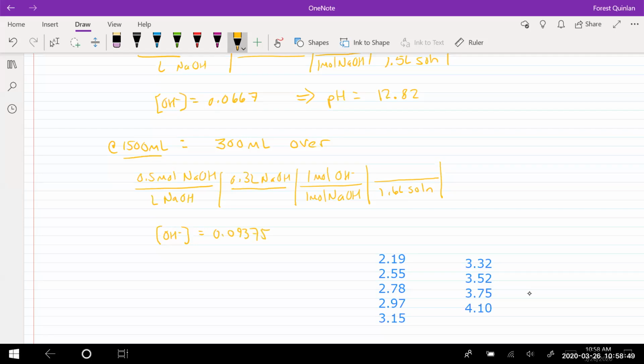All right, OH is 0.9375, which will give us a pH equal to 12.97. Notice that our pH is starting to slow down on its increase, and that's because we keep diluting.